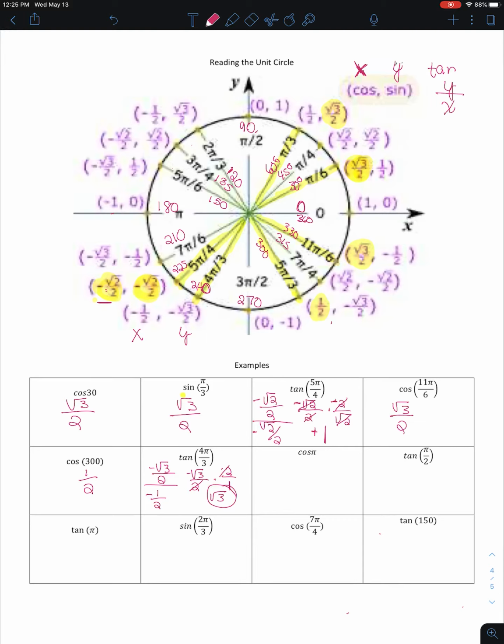Cosine of pi. Cosine is my x value, so I locate pi on my handy-dandy unit circle. And I look for that x value, and the x value is negative 1. And so that's my answer.